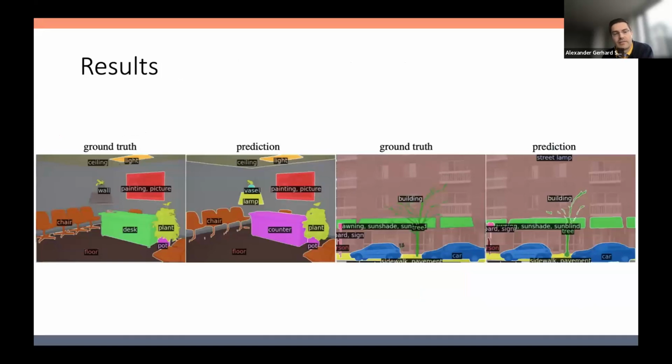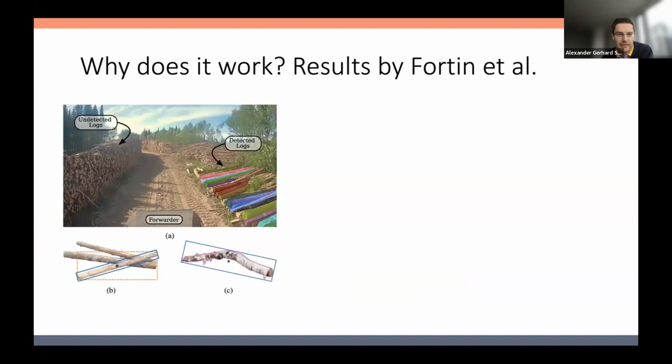Here are some of the results that I already showed earlier that came from this Mask2Former architecture. As I said, not perfect, but making mistakes that one could probably debate about. Now, why did this work? What was really responsible for improving the results? I think work by Fortin and others actually showed why this works much better than we were able to show. What they were interested in is detecting these logs that you see in the image on the left-hand side.